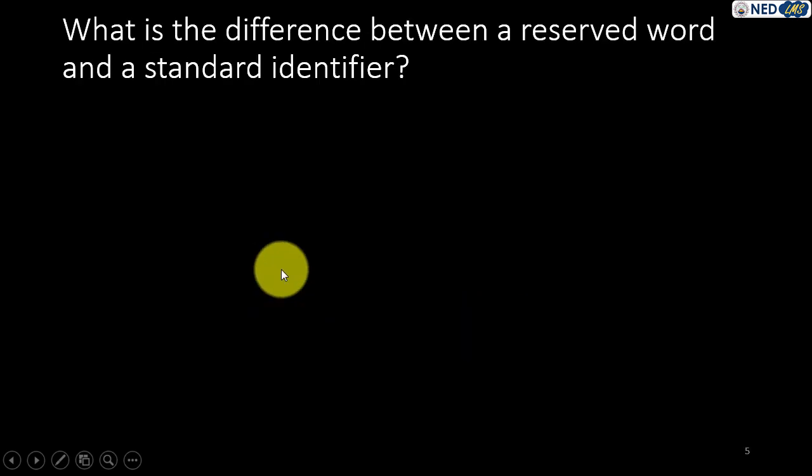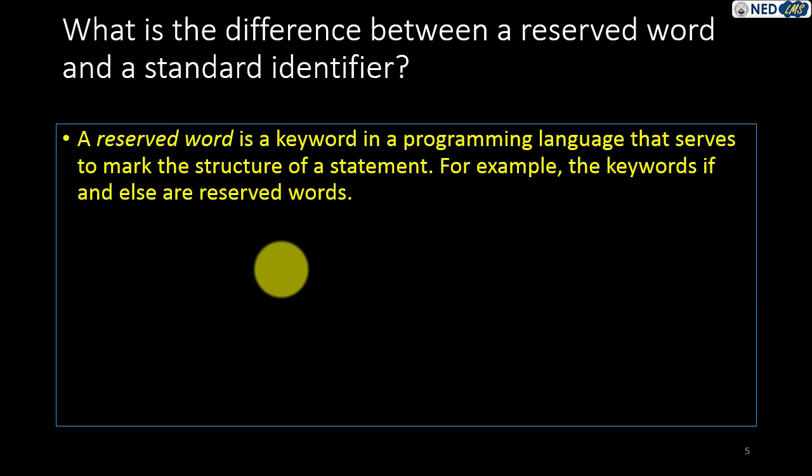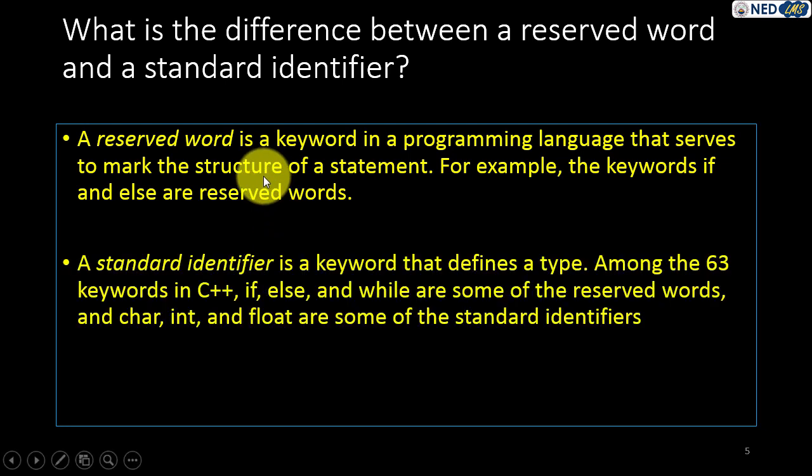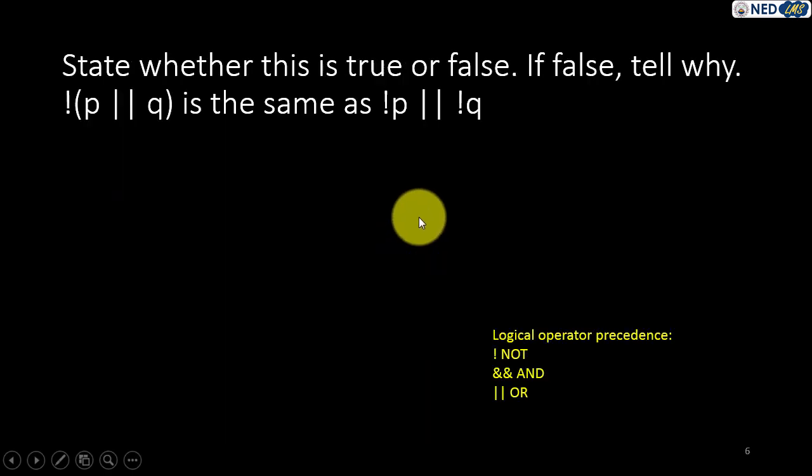What is the difference between a reserved word and a standard identifier? A reserved word is a keyword in a programming language that serves to mark the structure of a statement. For example, the keywords if and else are reserved words. A standard identifier is a keyword that defines a type. Among the 63 keywords in C++, which I think relates to the 1998 version of C++, if, else, and while are some of the reserved words, and char, int, float are some of the standard identifiers.